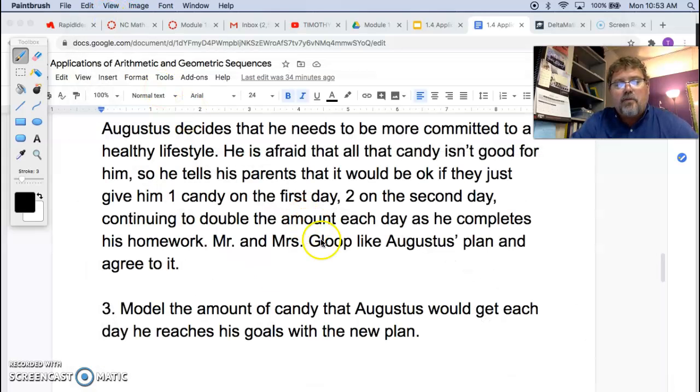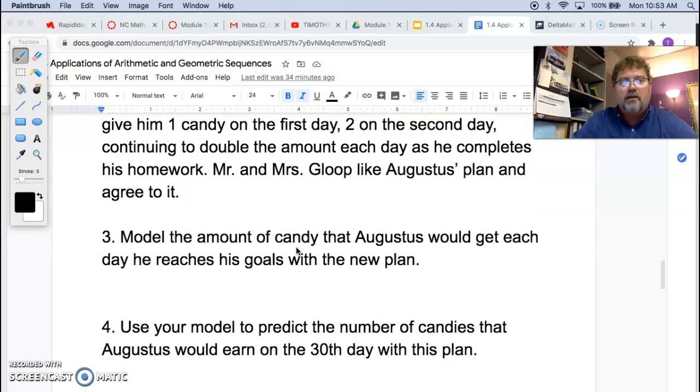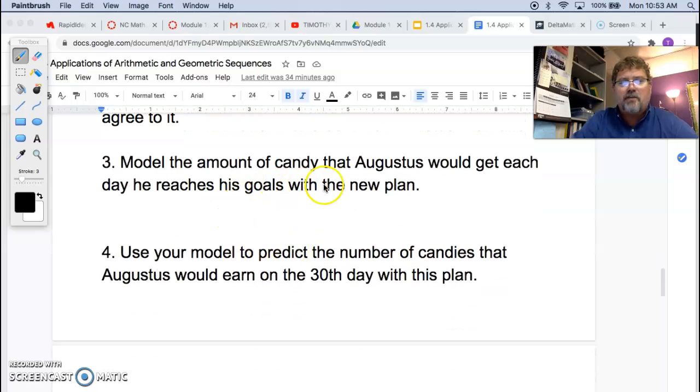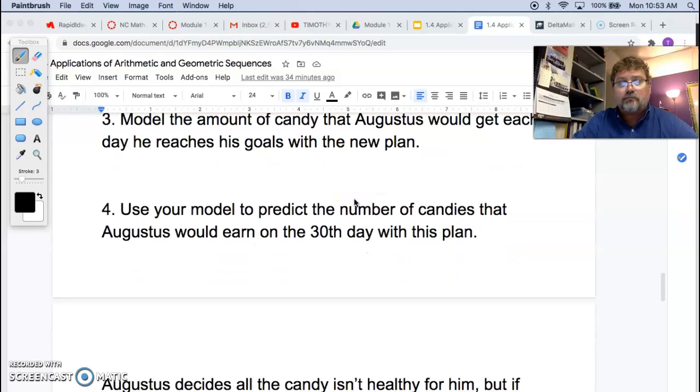And it's geometric. The important part of this is noticing the language of doubling. If it was tripling, it would be multiplying by 3, so we know that would also be geometric. So look for language that involves multiplication. So we did part 3 here. It says, model the amount of candy Augustus would get each day that he reaches his goal.